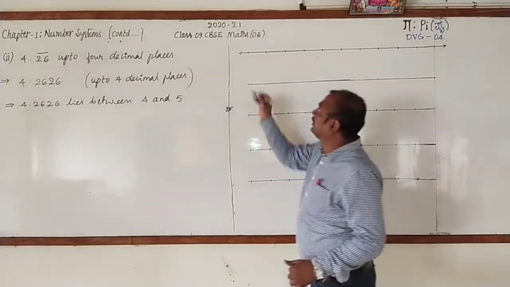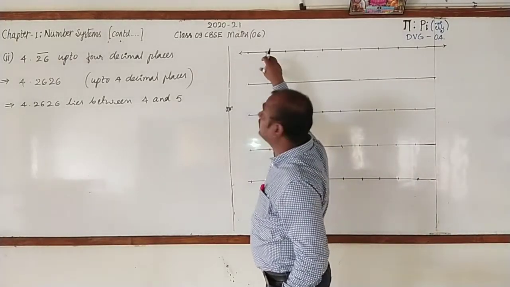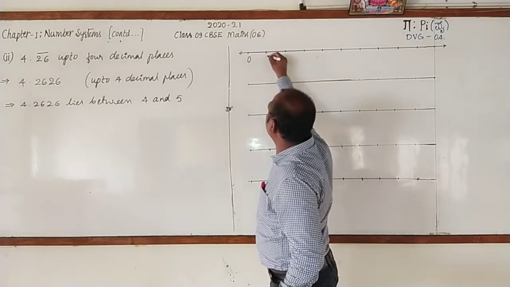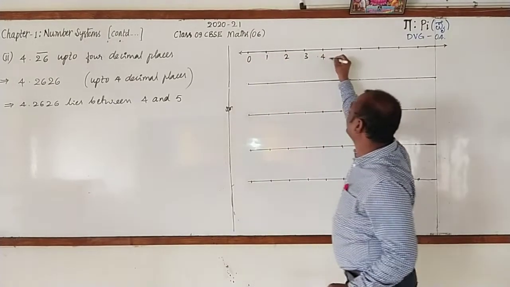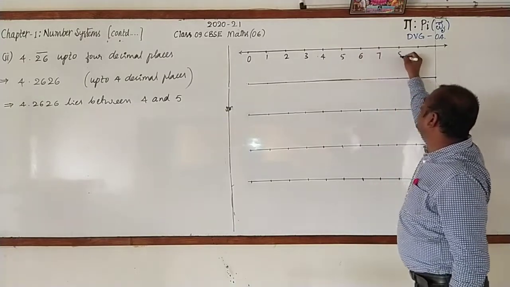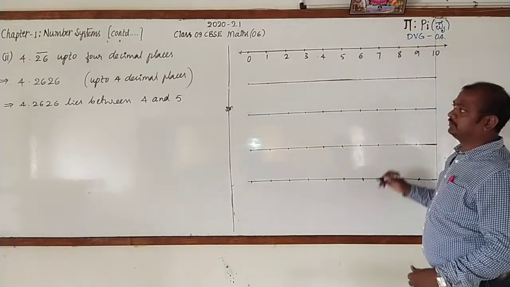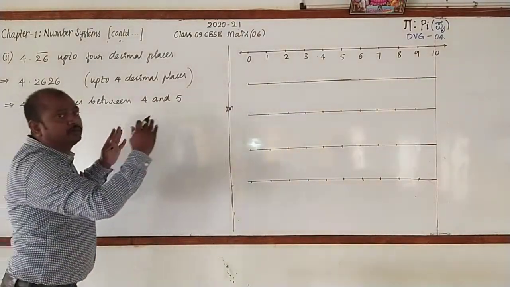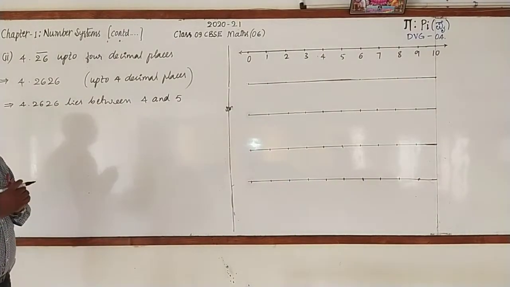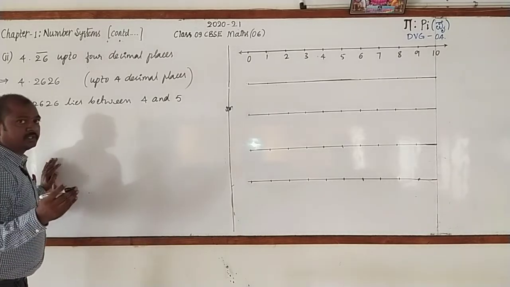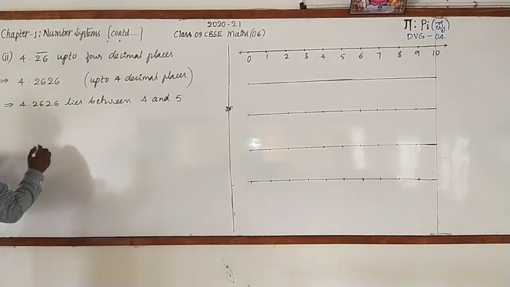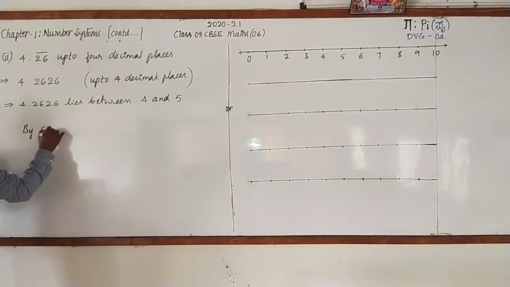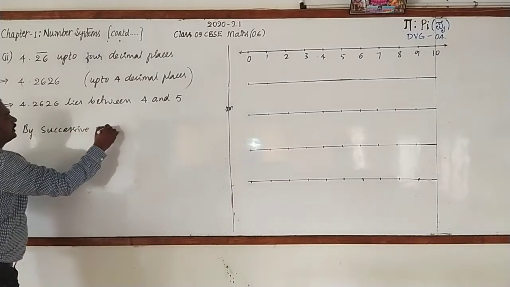Now the first number line is the whole number line: 0, 1, 2, 3, 4, 5, 6, 7, 8, 9 and 10. The given number lies between 4 and 5, so we have to expand 4 and 5. So we must use the magnifying glass. What do you call that method? It is the successive magnification method. Here I'll write: representation by successive magnification.